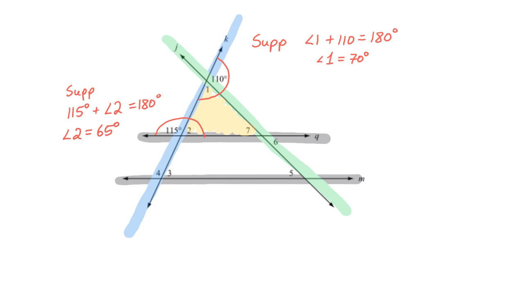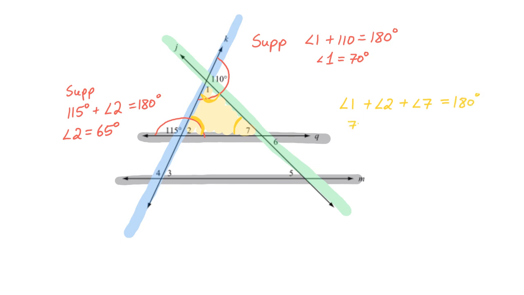Then I make an observation. In my triangle, I know angle 1, I know angle 2. I could find angle 7 by using the rule of the triangle. Angle 1 plus angle 2 plus angle 7 make a triangle, which is 180 degrees.